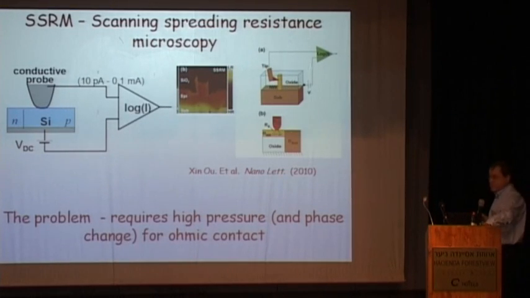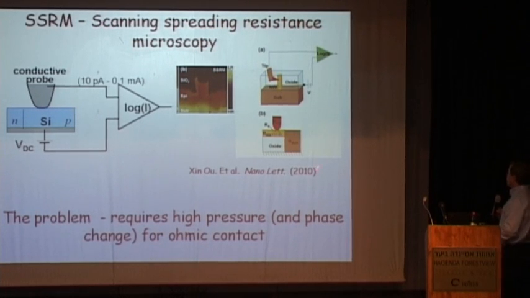This is measuring the resistance. This is a technique that Shachar Richter has been using a lot in the past and maybe also uses now, and also Aryeh Ruzin in our department. The problem with this technique is that you need to apply a relatively high pressure between the tip and the semiconductor to form an ohmic contact. And it's very difficult to apply to nanowires.